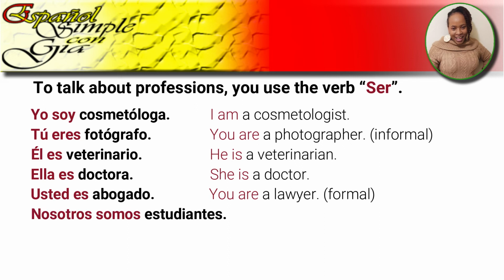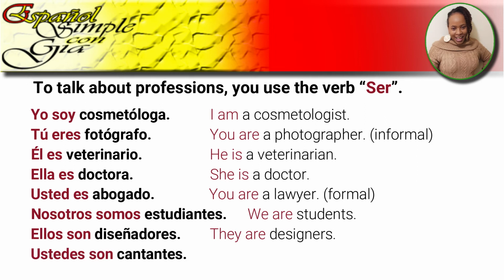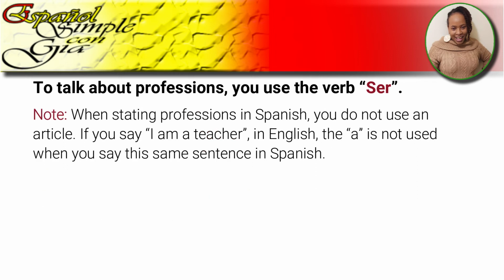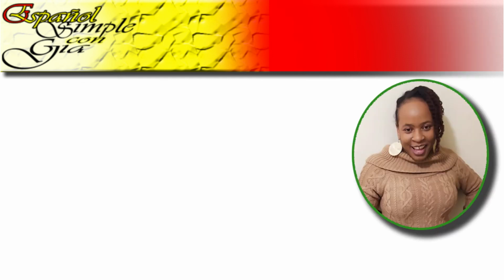Nosotros somos estudiantes. We are students. Ellos son diseñadores. They are designers. Ustedes son cantantes. You all are singers. Note, when stating professions in Spanish, you do not use an article. If you say, I am a teacher in English, the a is not used when you say the same sentence in Spanish. I am a teacher is soy maestro or soy maestra.